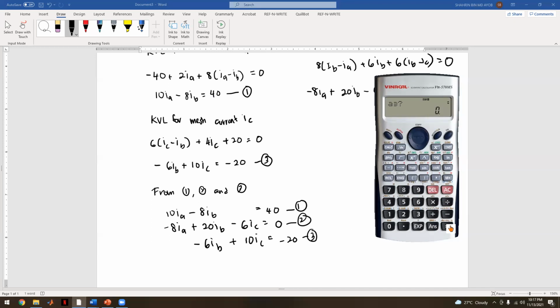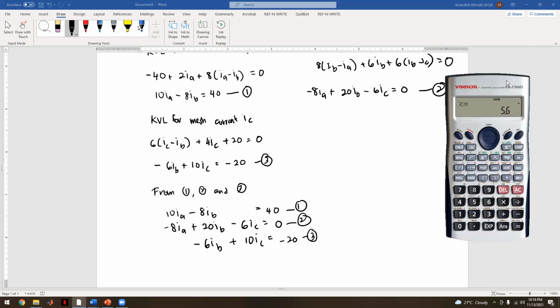And for the third equation, your A3 is 0. Your B3 is negative 6. Your C3 is positive 10. And your D3 is negative 20. So from the calculator, your X is your IA actually. So your IA is 5.6. So IB is 2. And your IC is negative 0.8. So this is all in amperes.